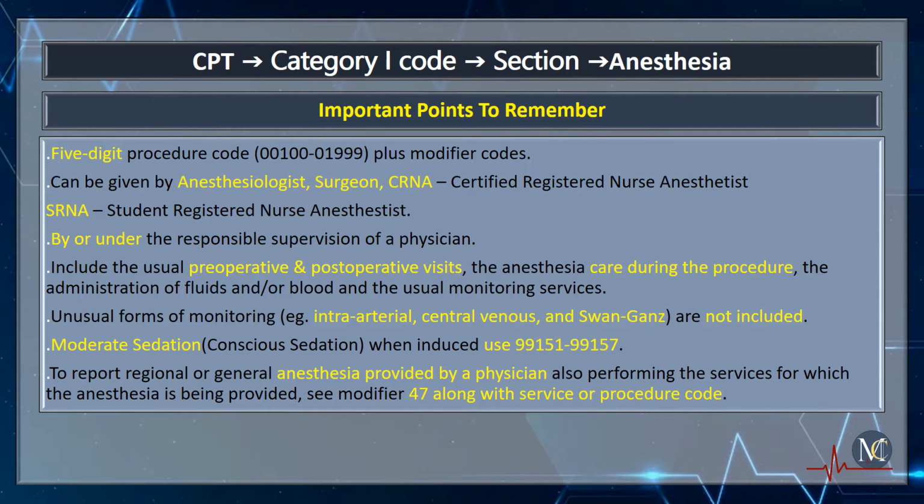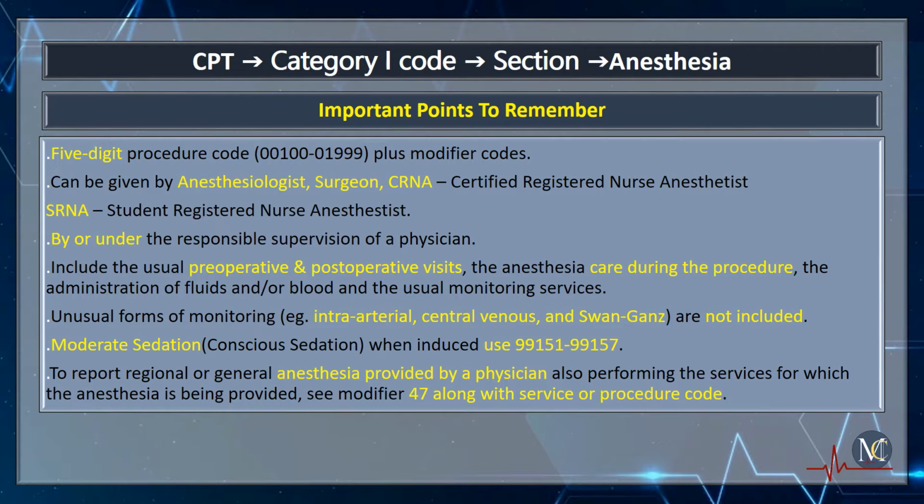Let's shed light on some important points to remember. Administration of anesthesia is reported by use of anesthesia 5-digit procedure codes 00100 to 01999. It is also known as zero series code, along with modifiers.